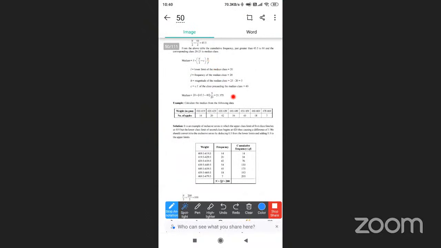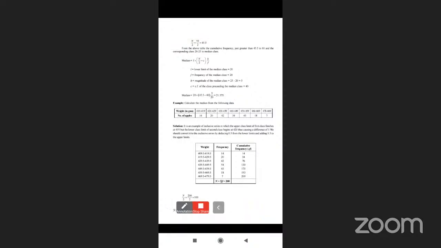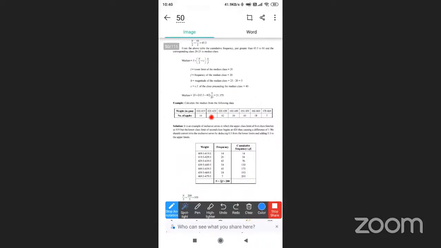Now the second problem. Calculate the median from the following data: 410 to 419, 420 to 429. This is known as a discrete frequency distribution. In this problem, for the second class interval, the lower limit 420 minus the preceding upper limit 419, that is 1, divided by 2 means 0.5. The 0.5 is the correction factor. You subtract it from the lower limit and add it to the upper limit.